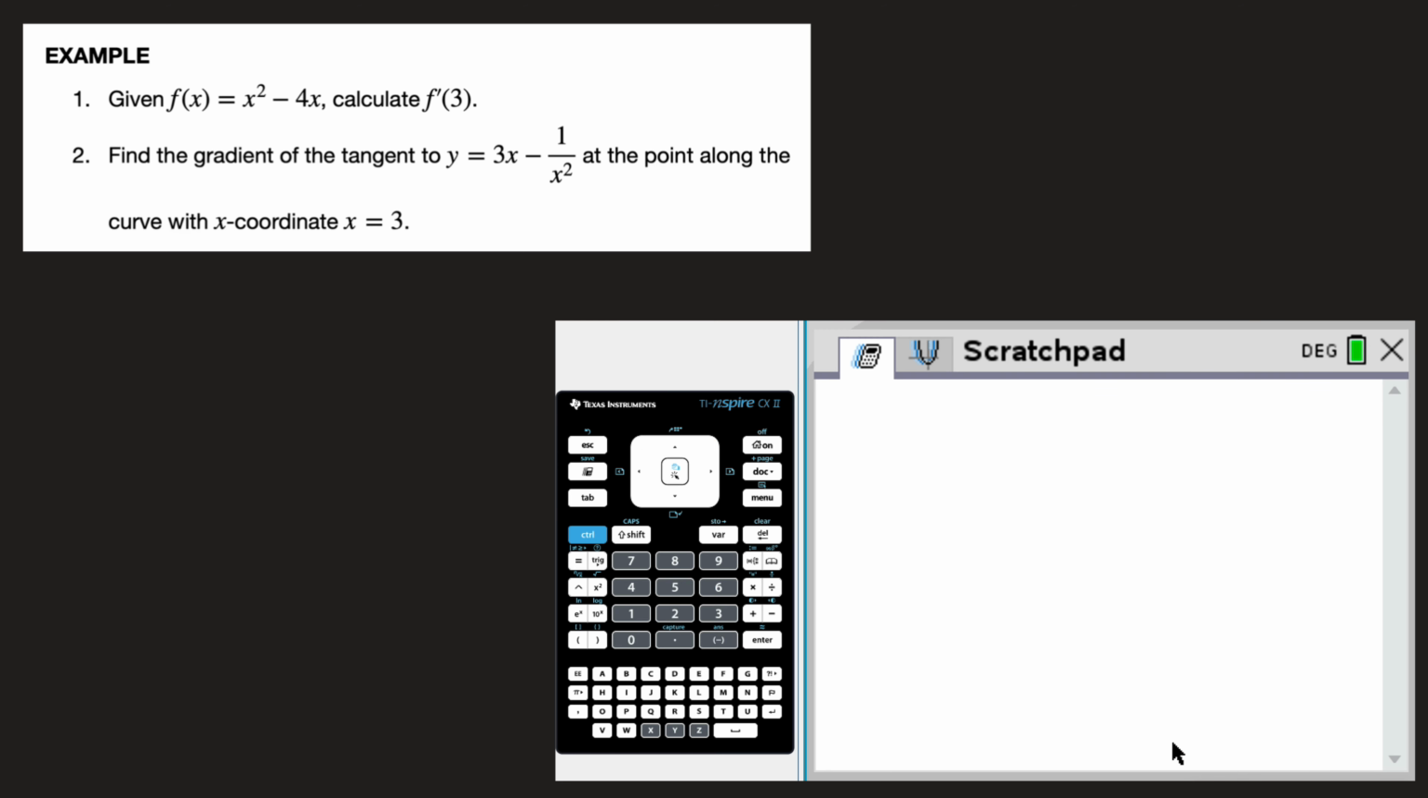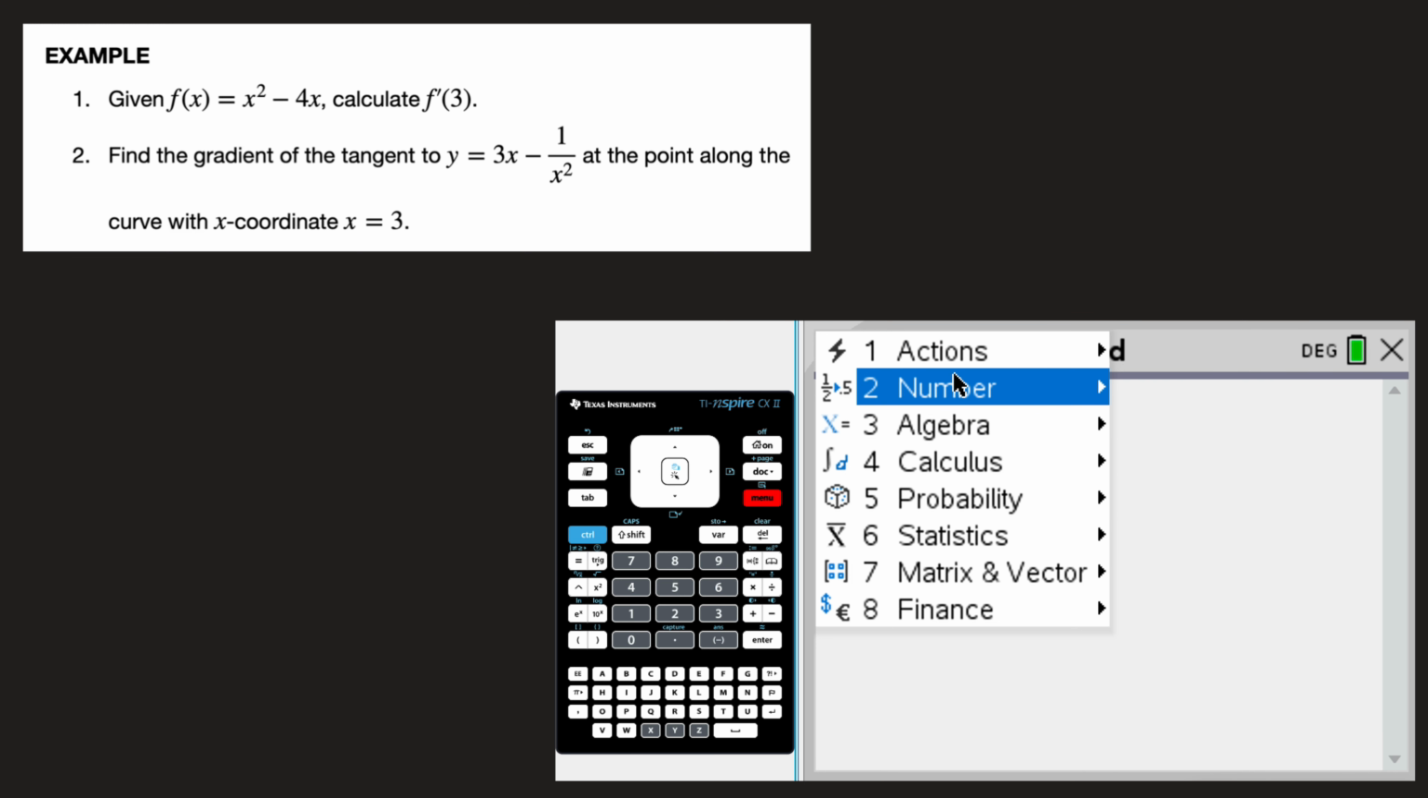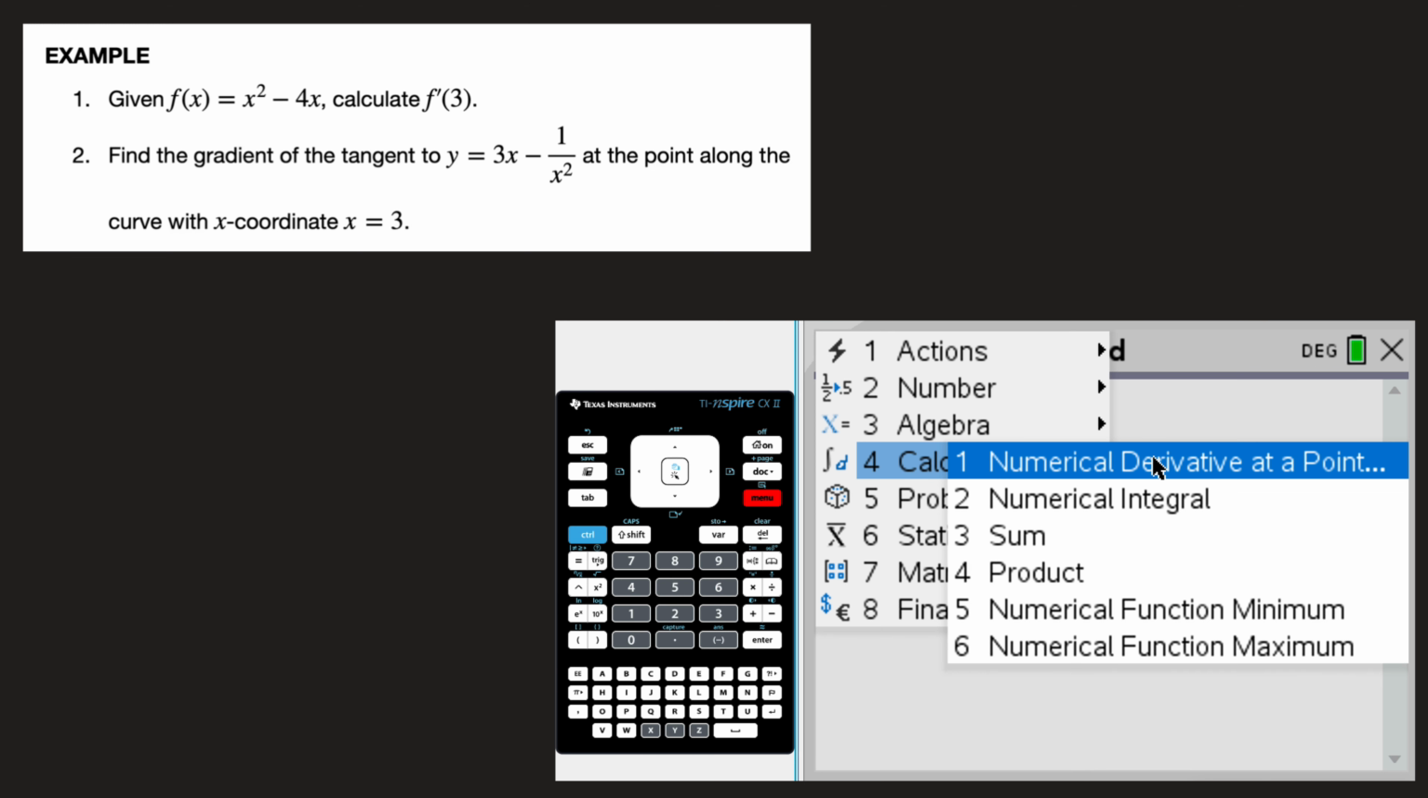Everything's been reset. Okay, now to calculate the value of a derivative function, there are several methods. And I'll be showing you all of the ones that I know of, and I would definitely recommend knowing them all, as one may be more useful than another, depending on the question. So again, for this first question, to calculate f dash of 3, I'll go ahead and click on Menu, followed by the fourth option, Calculus, followed by the very first option, Numerical Derivative at a Point. So I click on that.